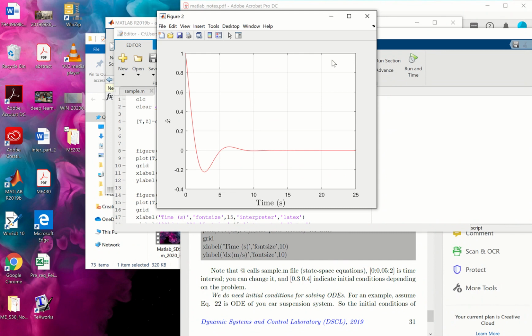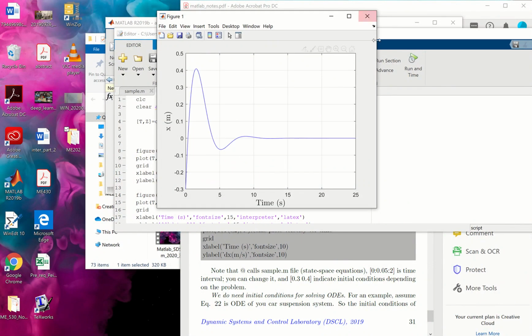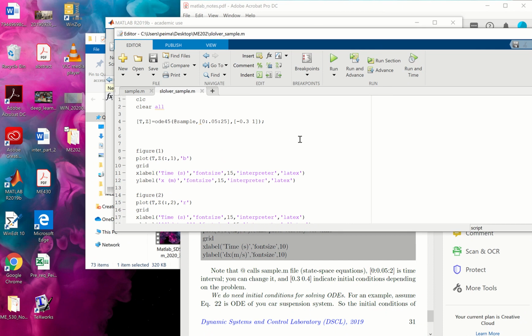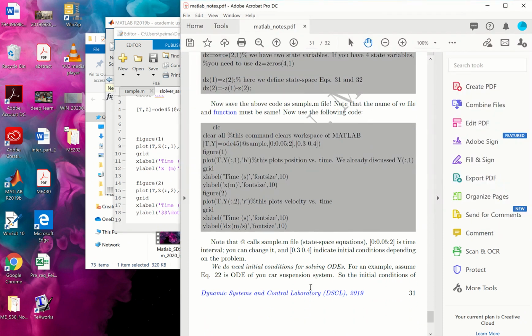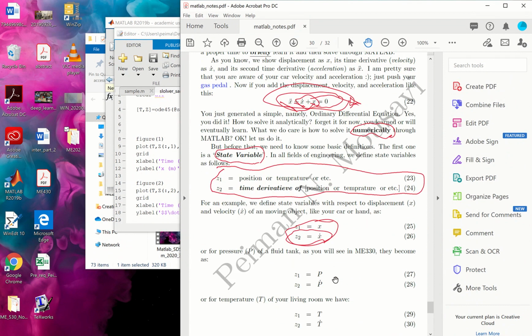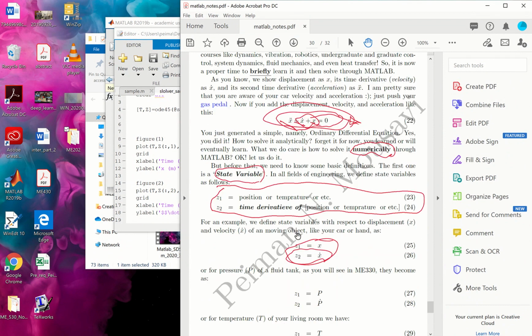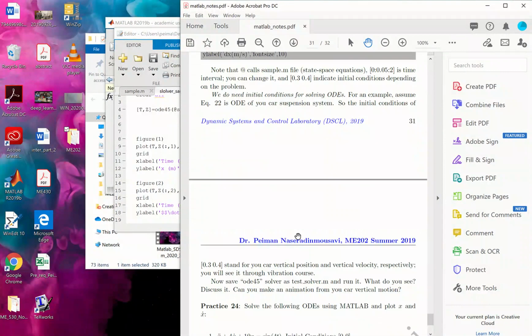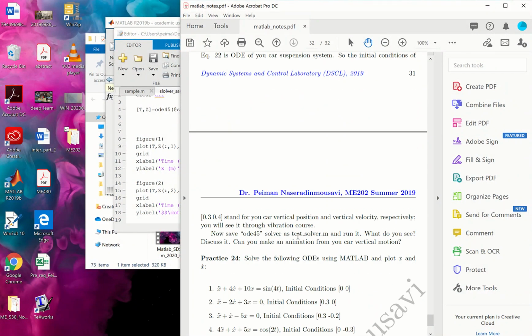If you increase that to, I don't know, 25, as you will learn in the control classes, they eventually go to 0. This is not the place where I teach you why. See, both go to 0, because the system has a damper and a stiffness. So we do need initial conditions for solving ODEs, as I taught you. For example, assume equation 22 is the ODE of your car suspension system. Equation 22 is like this, as we did, and I explained everything by hand.